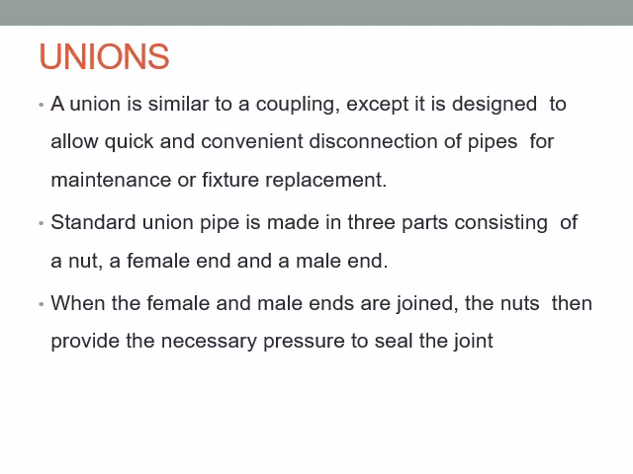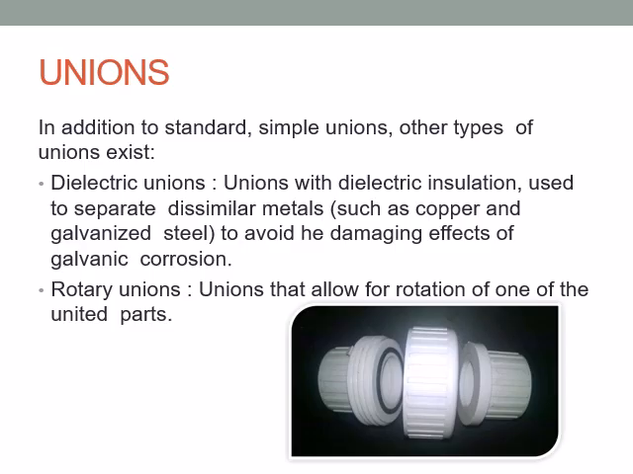Next is about the unions. A union is similar to a coupling, except it is designed to allow quick and convenient disconnection of the pipes for maintenance or fixture replacements. The standard union pipe is made in three parts, which consist of the nut, a female end and the male end. When the female and the male end are joined, the nut then provides the necessary pressure to seal the joint. So this is an example of the union.